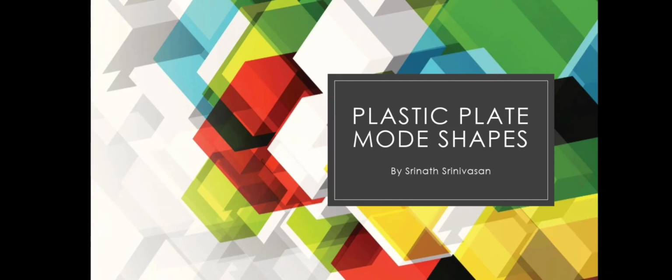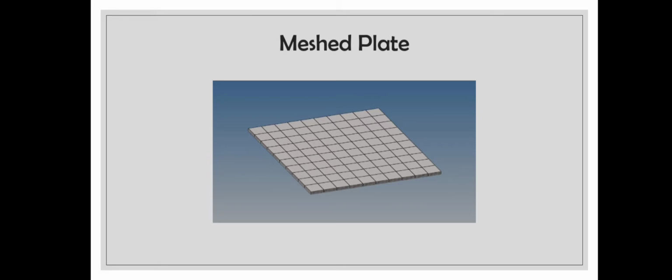Hello everybody, this is the third video in the series Mode Shapes. In the previous video, we discussed altering the boundary conditions and checked what effect it has on the natural frequencies and mode shapes of a square plate. In this video, we're going to alter the structural properties and again study the effect it has on the natural frequencies and mode shapes.